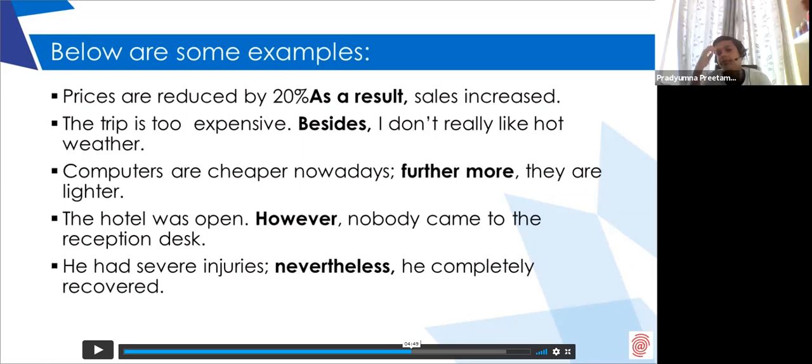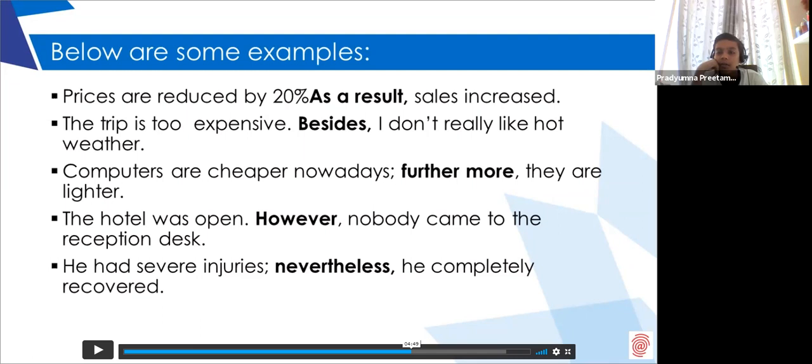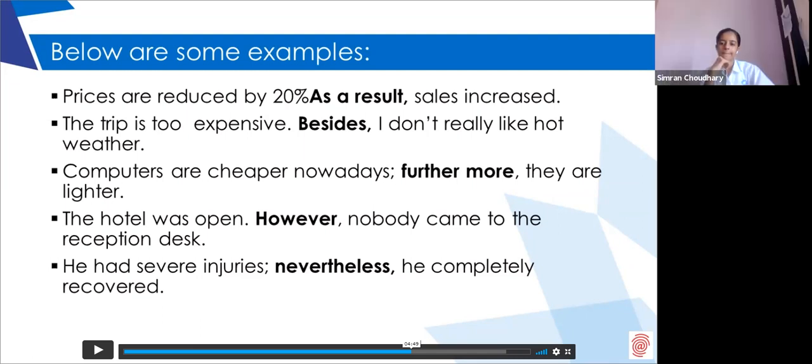Computers are cheaper nowadays. Furthermore, they are lighter. Furthermore. Next, the hotel was open. However, nobody came to the reception desk. However. Very good, Bhavya, Pradyumna, Simran. Very nice. Keep it up. Others, you all can also participate. Even if your answers are wrong, no problem, but at least try.